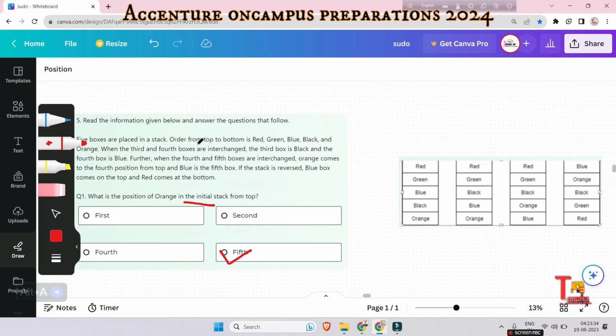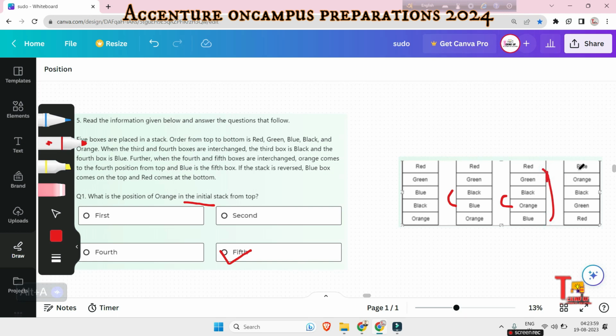Just look here carefully, it is told that when the third and fourth boxes are interchanged, so third and fourth means blue and black, so they are interchanged, right? And at the next arrangement the orange comes to the fourth position and black is interchanged, right? And at the last the stack is reversed, so the whole stack will be reversed, right?